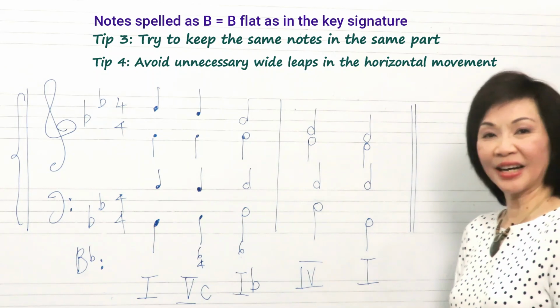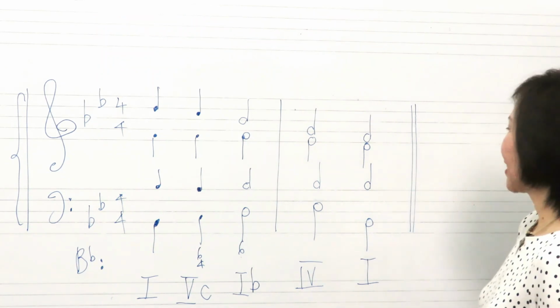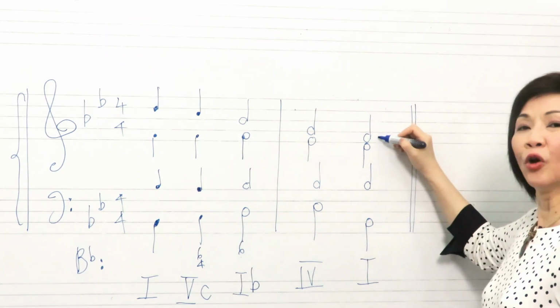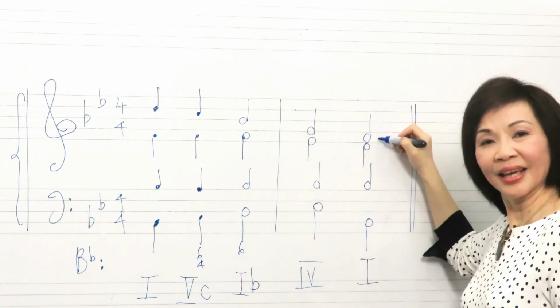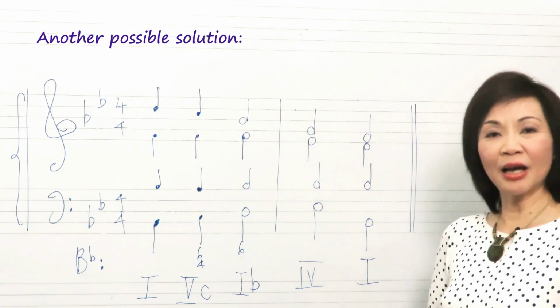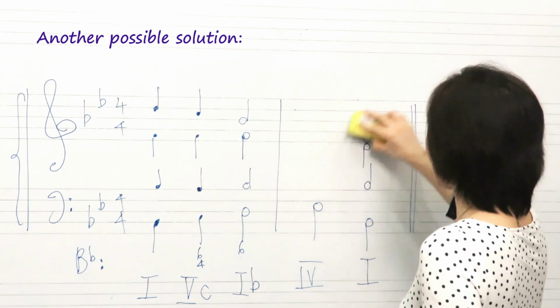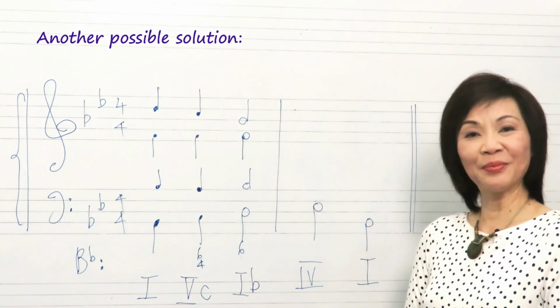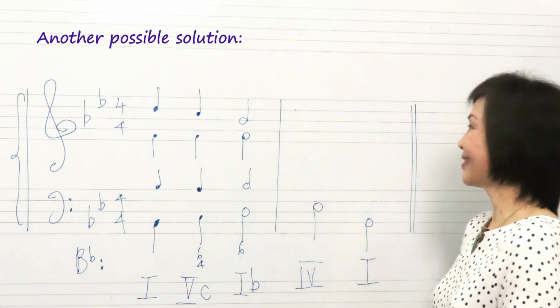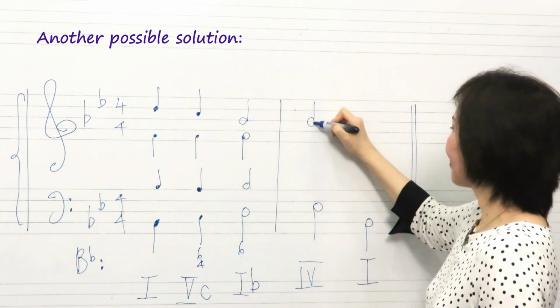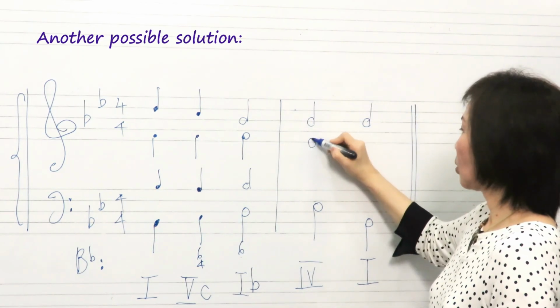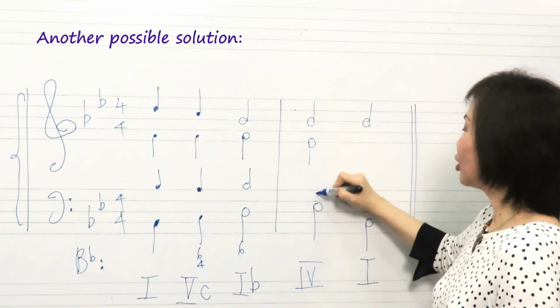This can be the final harmonization. Notice that this is the fifth note of the key in the top voice. And sometimes for chord 1, we may not want to do that. Another possible solution is to keep the B flat in the highest voice, where you have E, E, G beat.